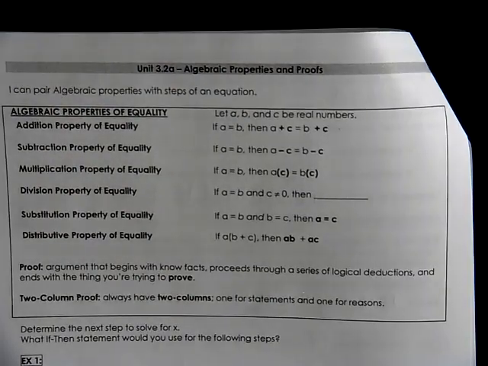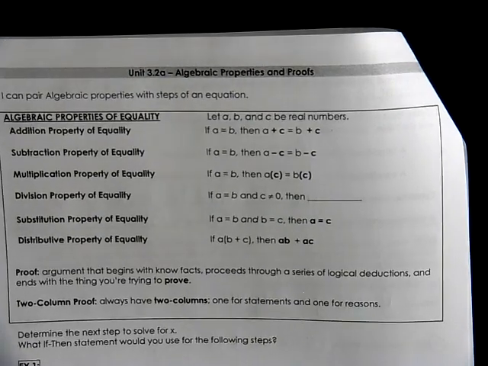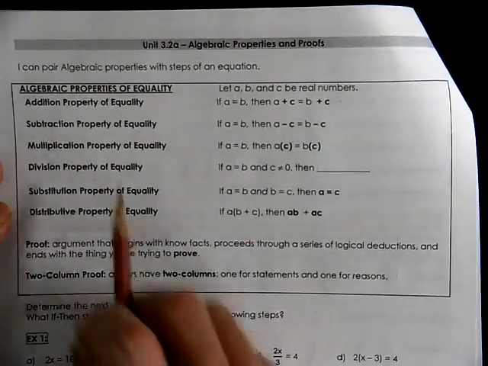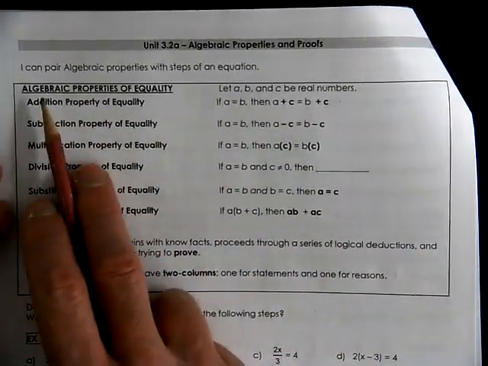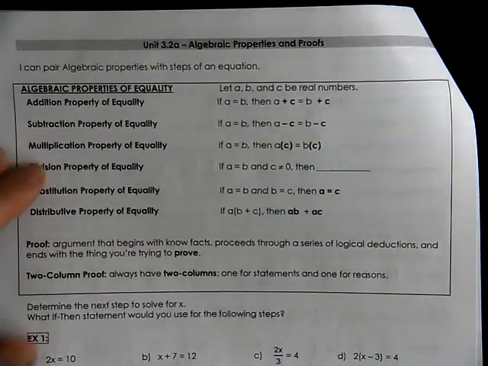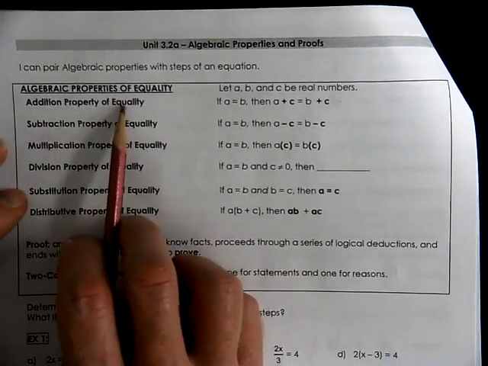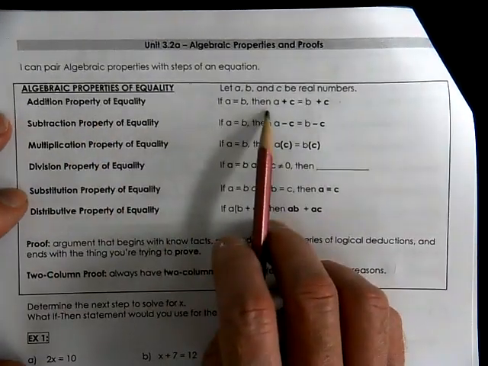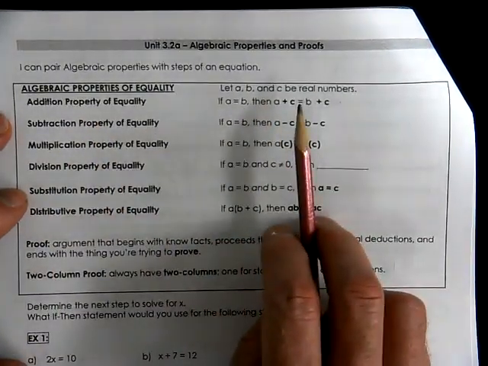This is Geometry 3.2a. We're talking about algebraic properties and proofs. So here we have a list of properties that's true about algebra. Addition property of equality. It's a very simple statement. It's a very simple concept. You already understand the concept.